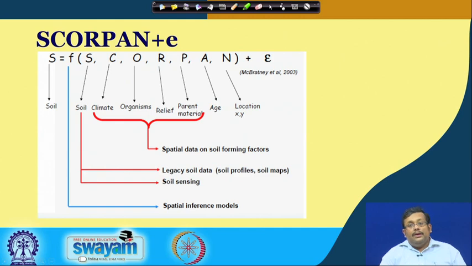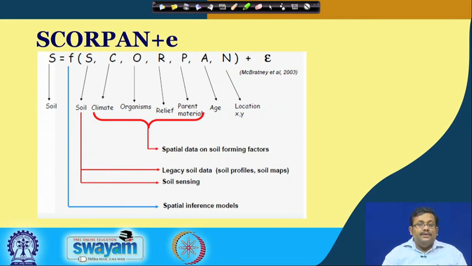So, before we go to digital soil mapping, let us see what is the base on which digital soil mapping works. Well, this model called SCORPAN+e is the base of digital soil mapping, and it was proposed by Professor Alex McBratney of the University of Sydney. And this SCORPAN+e model, just like Jenny's soil formation model, you remember that the soil is a function of climate, organism, relief, parent material and time.